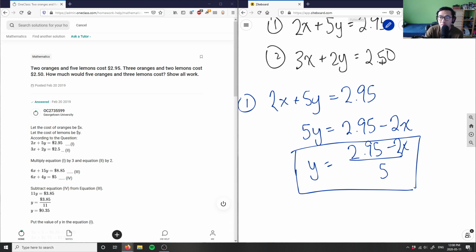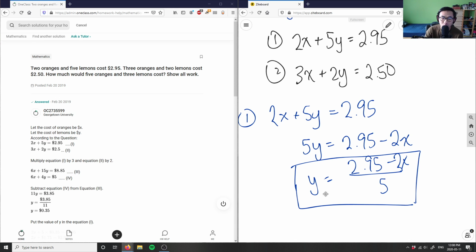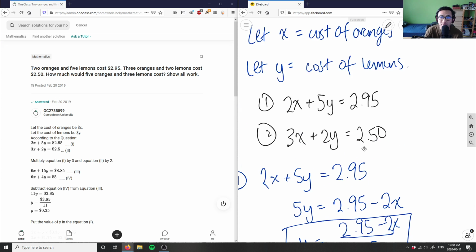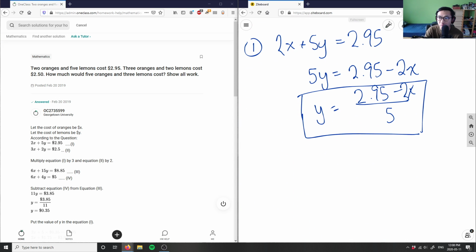And this is going to be the rearranged form of equation 1. What I'm going to do is sub it into equation 2. In this case, we're placing everything in terms of x, so everything in terms of the cost of the oranges. So we're solving for the cost of the oranges first.